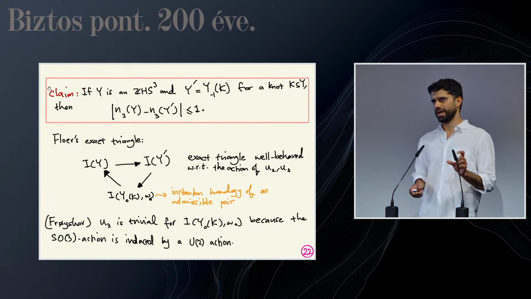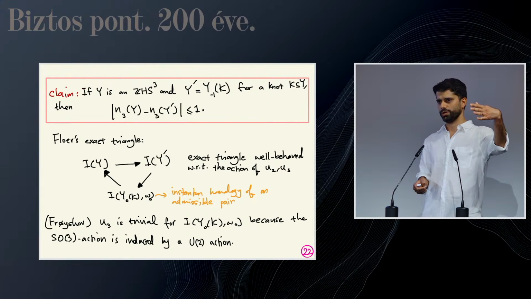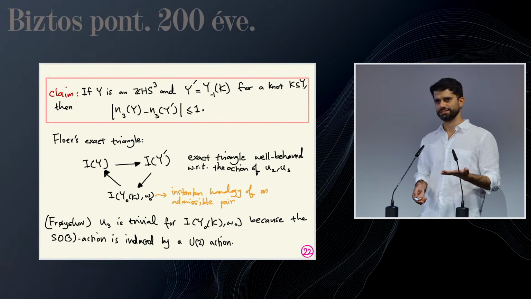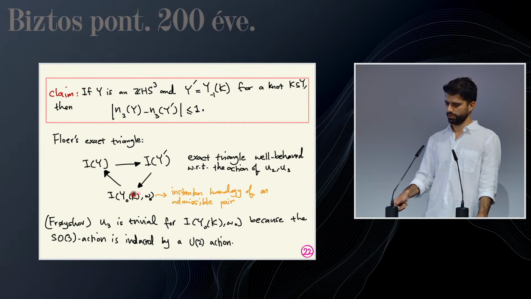It's the same fact that if you have an SO3 bundle and you lift it into a U2 bundle, you know that the third Stiefel-Whitney class is 0. That's the obstruction. So here you would see that U3 is trivial, and just because this is an exact triangle, you can check that this would imply that the nilpotency orders for these two differ by at most 1.